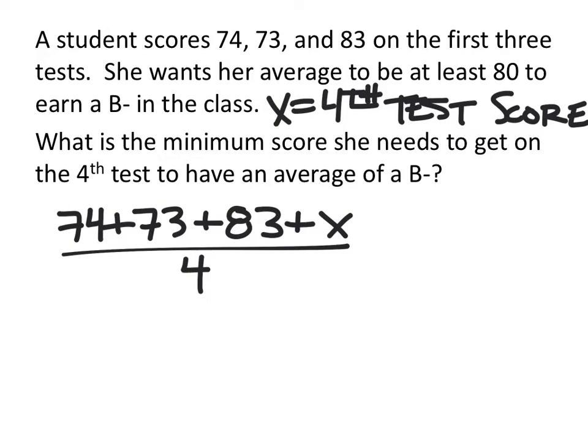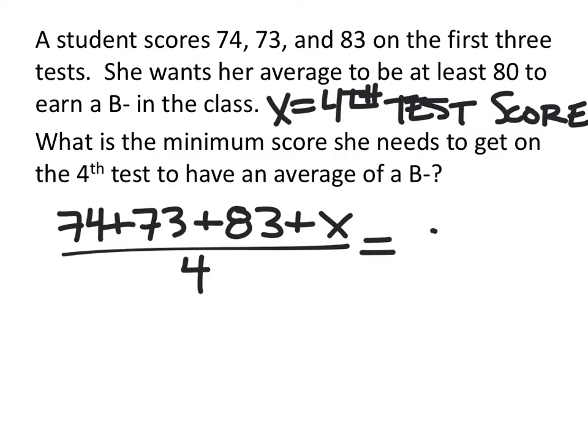Just please don't get that mixed up, because a lot of students in years past, when we did this on paper, the test, a lot of students would forget to put that X on there, or the 4, right? And be like, well, 74 plus 73 plus 83 divided by 4, and then it's just kind of a straight comparison. But we want to know, and that's the real question here, what's the score on the fourth test to make the average the 80?